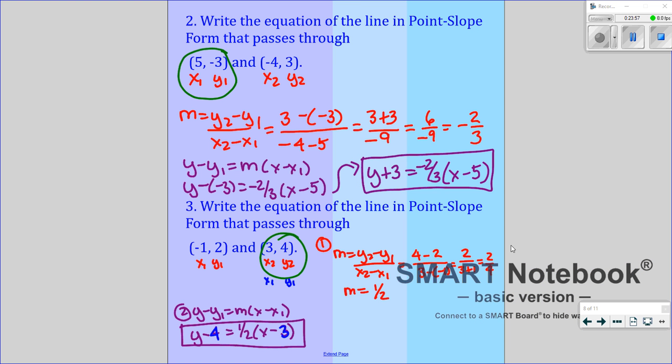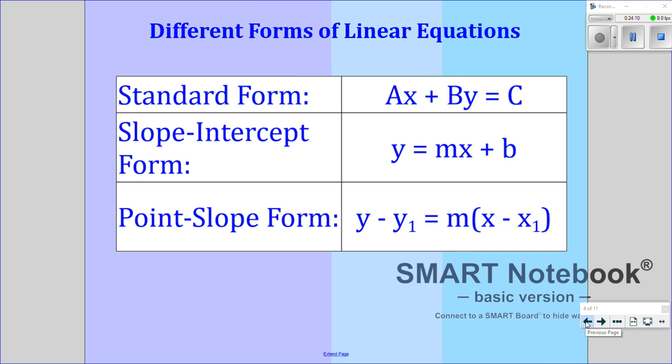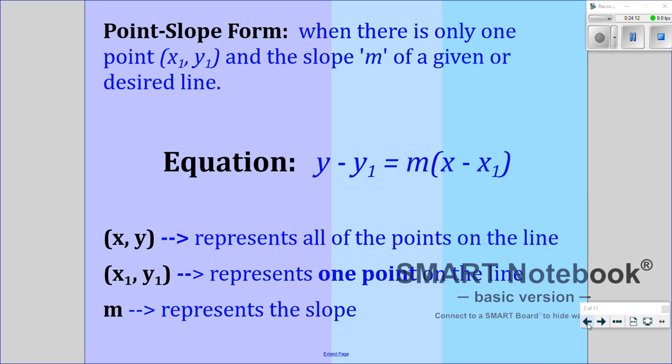So basically, let's see if we have anything else. Nope, we're towards the end. So we learned about 2 ways of dealing with point slope form. We learned about the different types of equation forms. So going back, the equation is y minus y1 equals m times x minus x1, where x, y represents all the points on the line, x1, y1 represent one of the points on the line, and m represents the slope.